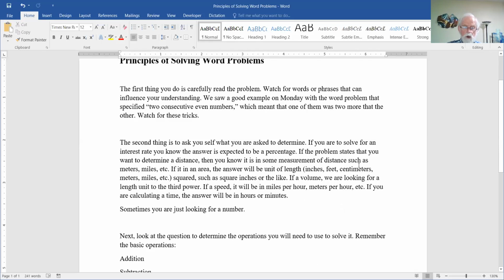Okay. If we're looking at a speed, you know it's going to be miles per hour, feet per minute. You know, it could be centimeters per second, but it's always a distance in an amount of time, in a unit of time. And generally speaking, you can look at a problem and know what the unit of time is going to be.